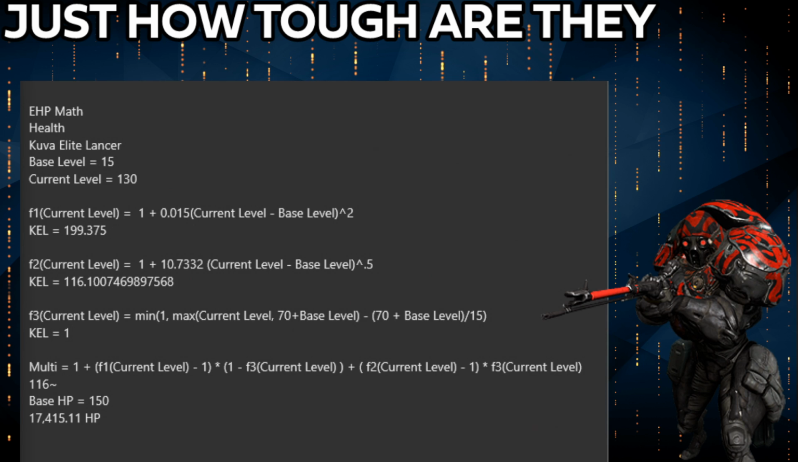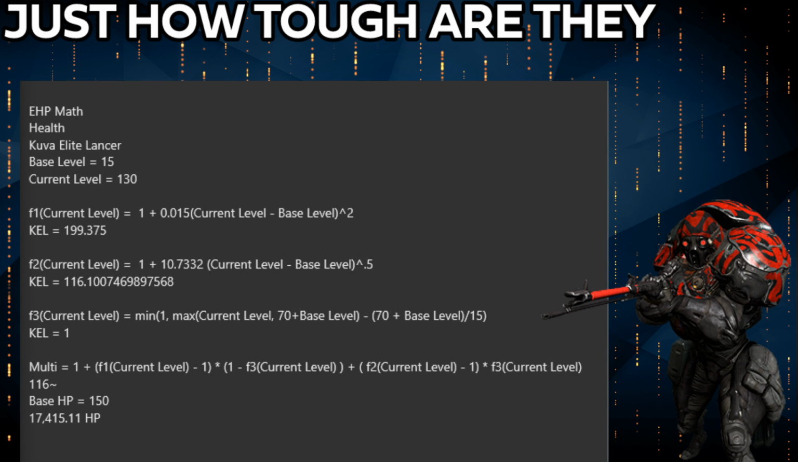So let's talk about this, starting with health. We need a couple of things to be able to calculate this stuff. We need the current level of the enemy, easy to find out, and the base level of the enemy. The base level of Kuva Elite Lancers happens to be 15. So in each of these functions, X is essentially current level. That's what we're taking into account to get our multiplier of the base health to get to the actual health of the unit.